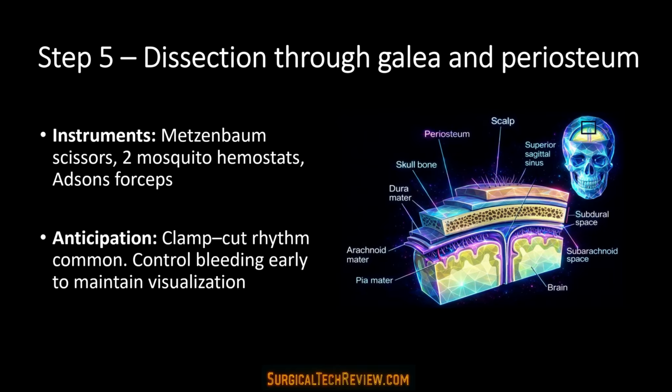Step 5. Dissection through galea and periosteum. Dissection continues using scissors and hemostats. Bleeding is controlled early to maintain clear visualization. Instruments include Metzenbaum scissors, 2 mosquito hemostats, Addison forceps. Clamp-cut rhythm is common. Control bleeding early to maintain visualization.